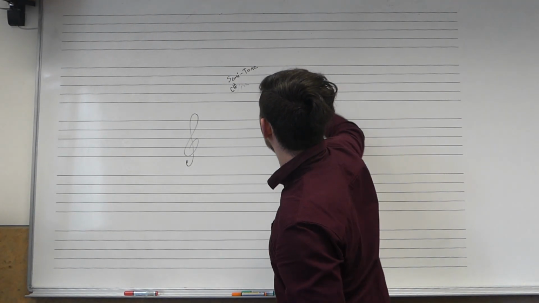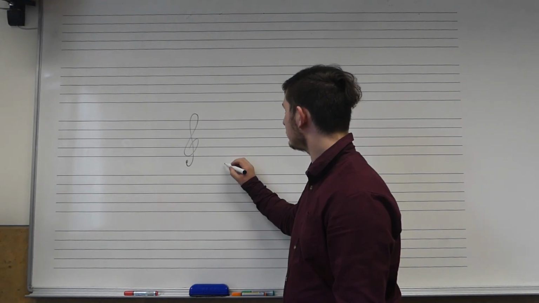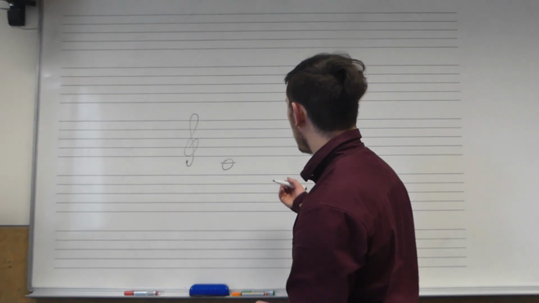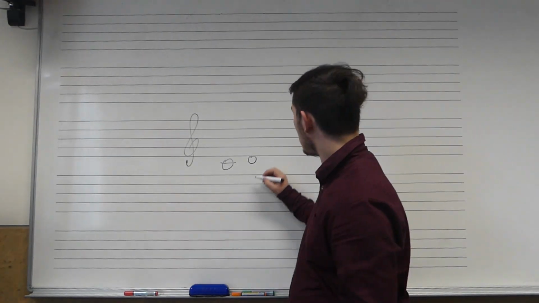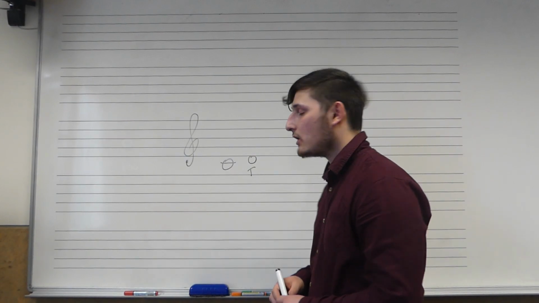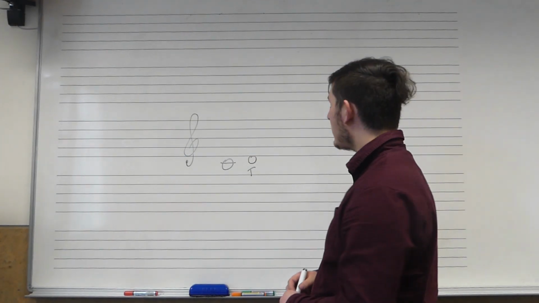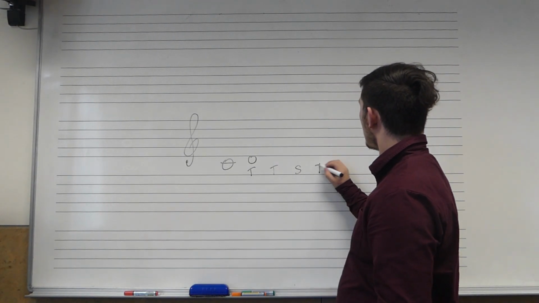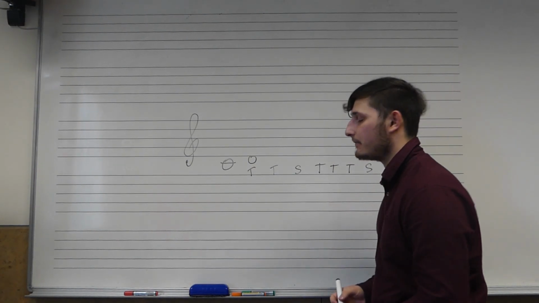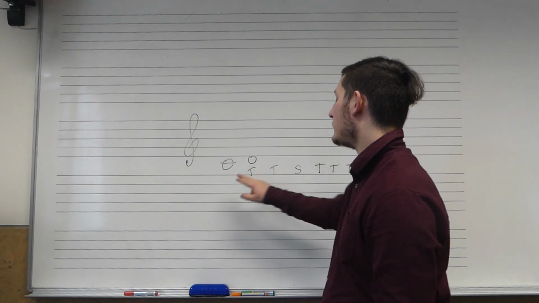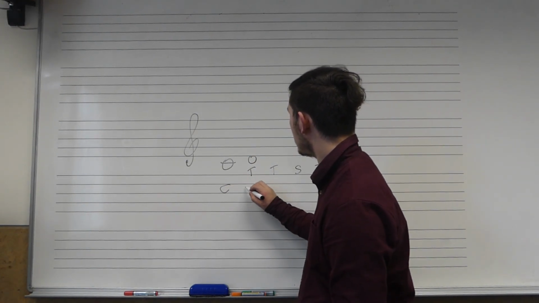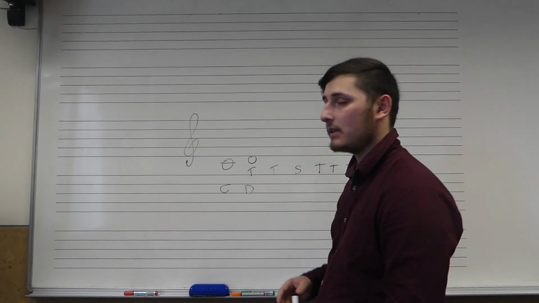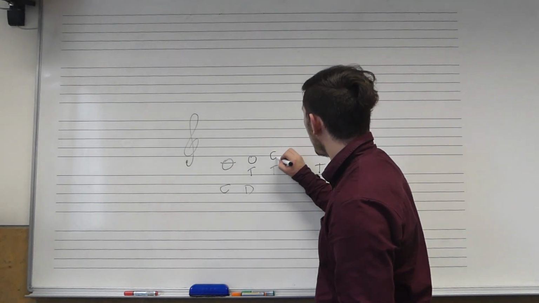So let's go through. So here we have C, and now we know that D is a tone above. So now I'm going to write out the pattern that you will need to remember. Tone, tone, semitone, tone, tone, tone, semitone. So we have a tone above C is D. So why don't we go a tone above D? Then we will have E.